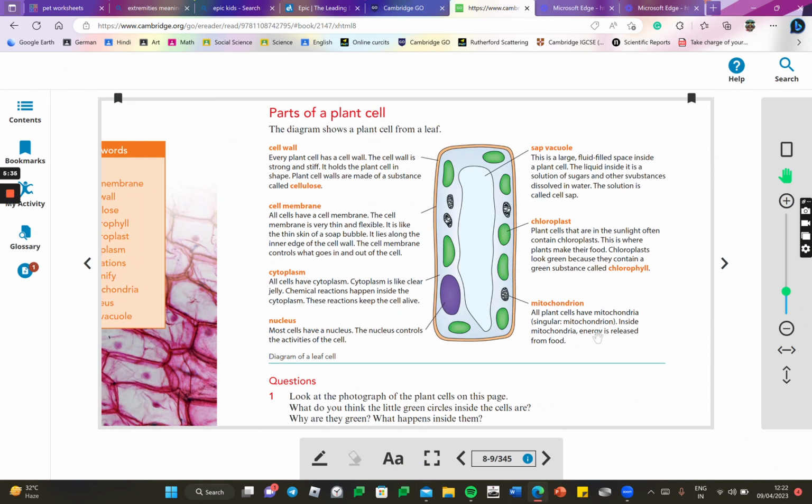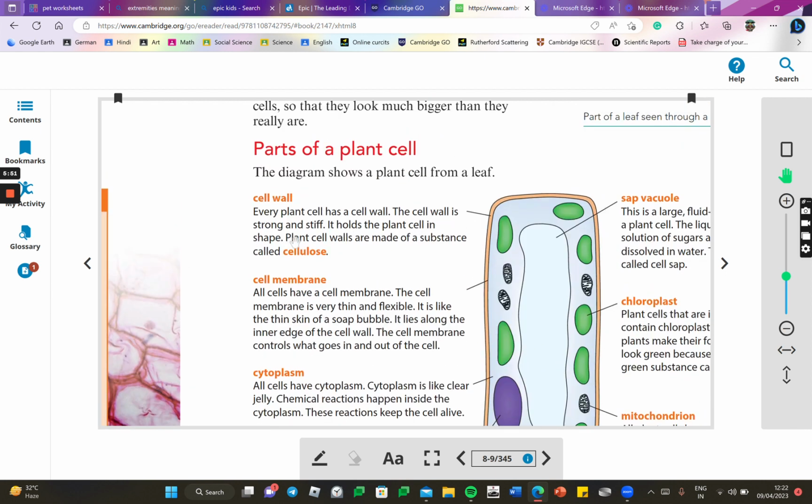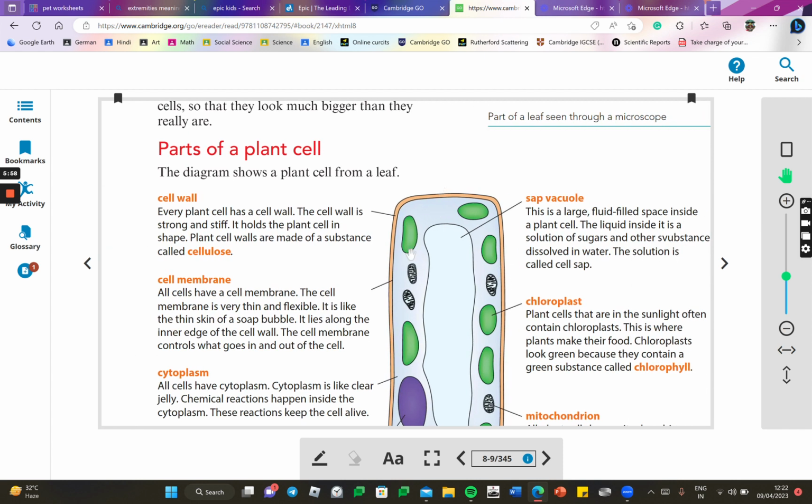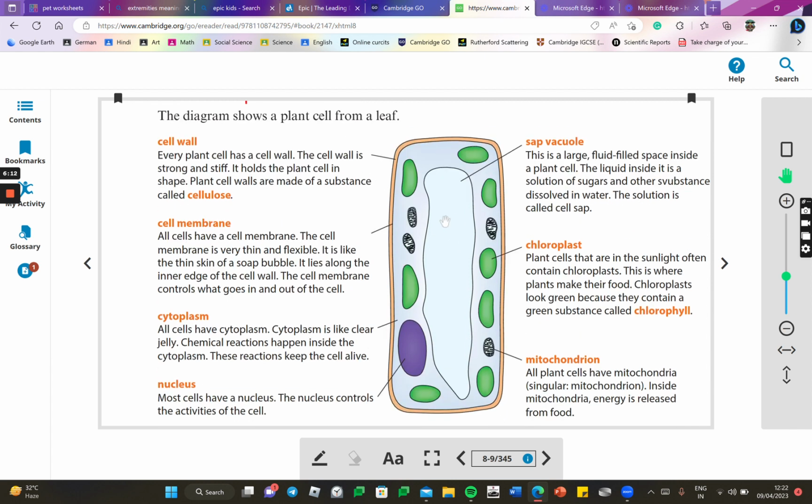This is a plant cell. Now there are two types of cell, and we'll come to it later. So this is a plant cell. Here you can see that it has a cell wall. Now, a cell wall is something that is strong and stiff. It holds the plant cell in shape. Plant cell walls are made of a substance called cellulose. So you can see here this yellow thingy, this is the cell wall. And this protects the cell from harsh climatic conditions and other things, and keeps it in shape.